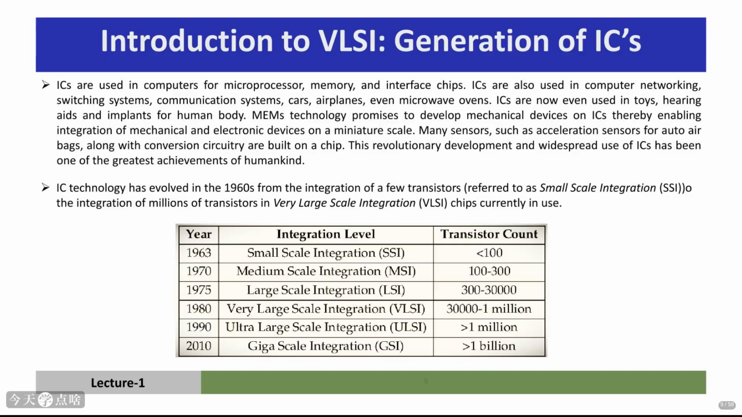So, how did these ICs evolve? From the early days of just a few transistors, we moved through generations of integration. Small-scale integration, SSI, think fewer than 100 transistors. Then medium-scale integration, MSI, large-scale integration, LSI, and finally, very large-scale integration, VLSI. Look at this table, it's mind-boggling. From under 100 transistors in the early '60s to over a billion by 2010.